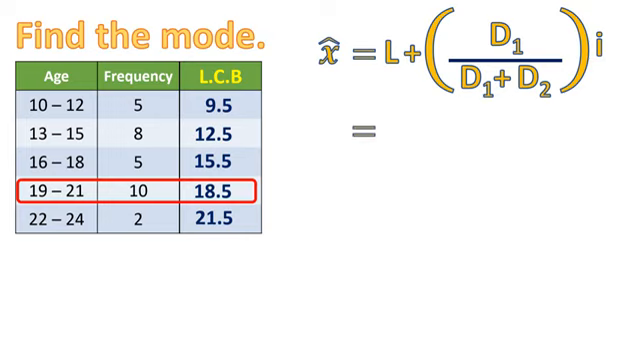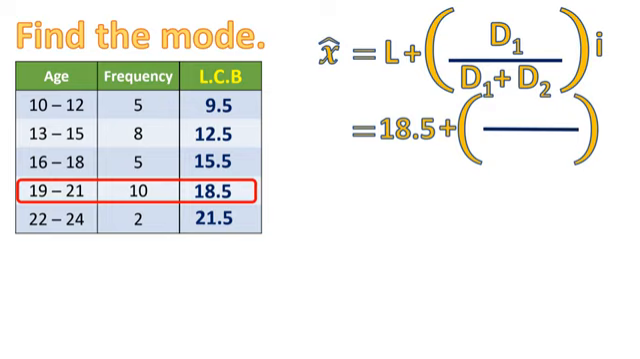So it is equal to 18.5, that's the lower class boundary, plus, and so we need the D1. So what is this D1? The D1, the first difference, is equal to the frequency of the modal class, which is 10, minus the frequency before the modal class. Before 10 is 5, so it's on top.